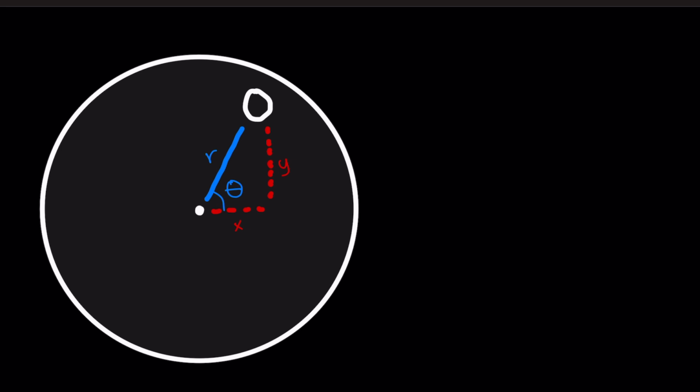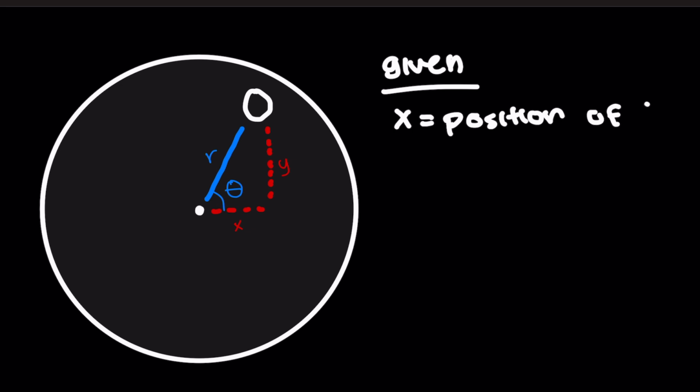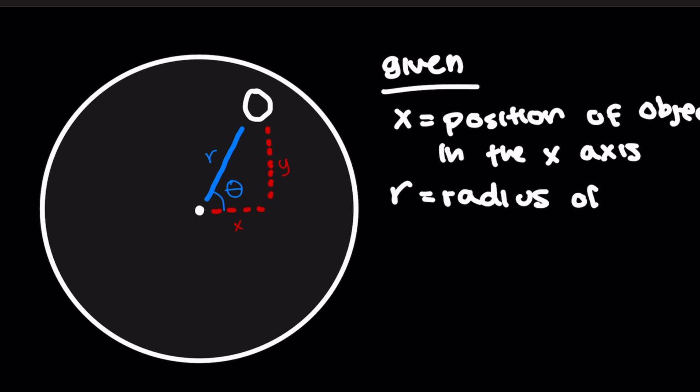Now, let's list down what we're given here. We're given the x position, which is the position of the object in the x-axis, and we're given the radius, which is just the radius of the circular motion, and we're also given the angular displacement, which is represented by theta.